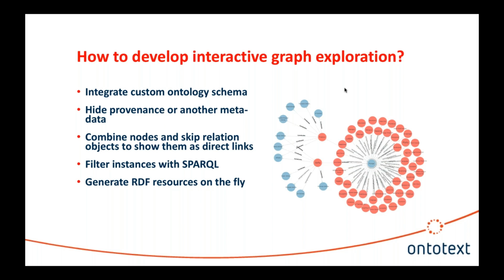In RDF, in order to have N-ary relations, sometimes there are relation objects. By using these types of queries, you can skip these objects and generate direct links between the RDF resources. Also, sometimes you want to filter some instances based on filters developed with SPARQL. This is also possible. And not least, sometimes not everything is properly coded with RDF resources, so you can generate RDF resources on the fly.